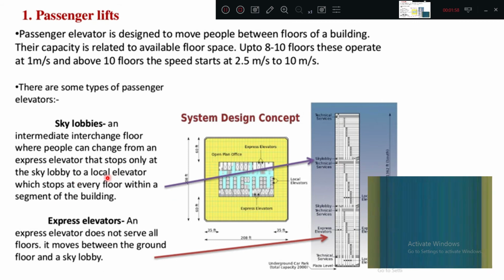And from there, a local elevator which stops at every floor within the segment of the building. Means from this sky lobby, another local elevator will be there, so that will be moving to each and every floor. Express means it will go and stop only at this sky lobby and at the roof level. The normal local elevator means from here to individual floors it will move.